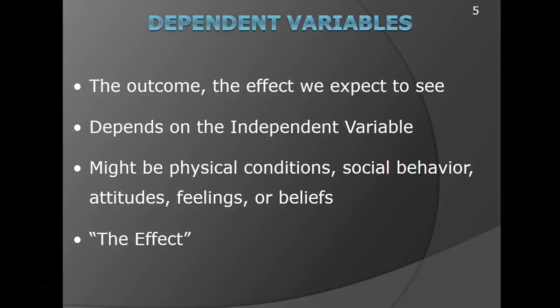And the effect would be our dependent variable, the outcome we expect to see, which would be recidivism in the example that I gave you. This relies on the independent variable. In other words, whatever the result is comes from the independent variable. And in this case, the independent variable is being incarcerated or not incarcerated. So depending on where they're placed will affect our dependent variable.